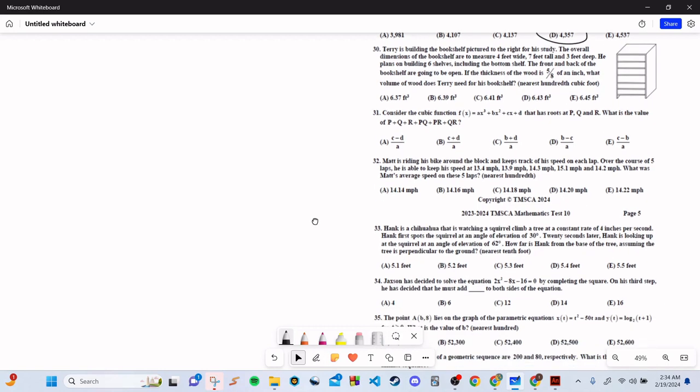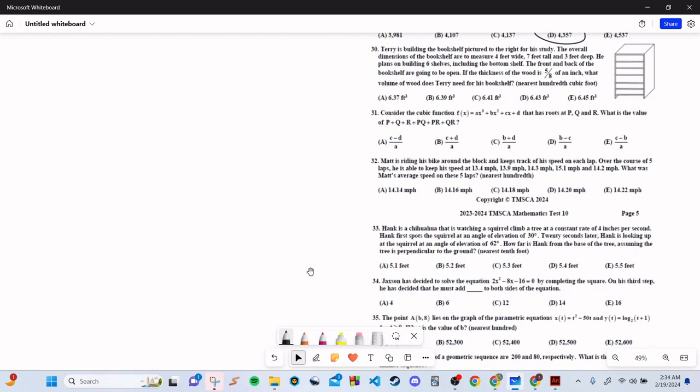Alright, so now moving on to question 30. Terry is building a bookshelf pictured to the right for his study. The overall dimensions are 4 feet wide, 7 feet tall, 3 feet deep. He's building 6 shelves, including the bottom shelf. The front and back of the bookshelf are going to be open. And we're given the thickness of the wood. So we want to know the total volume that's going to be used.